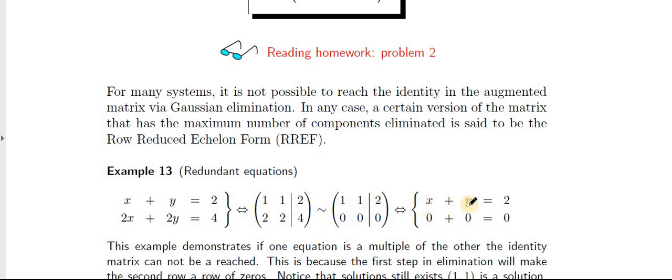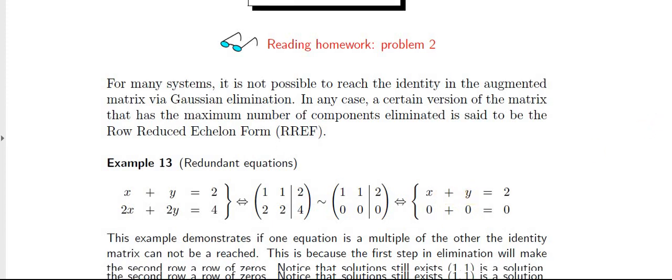Now if you think about plotting this in a plane, as we'll see later, this is a line. And in general, you do get solutions that are lines or points or generalizations of those. So here's one case where we do not get the identity matrix, but we do get something simple.